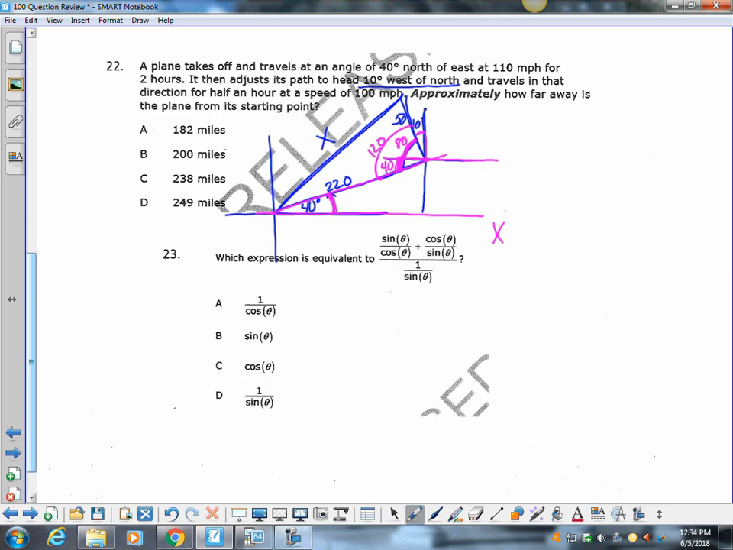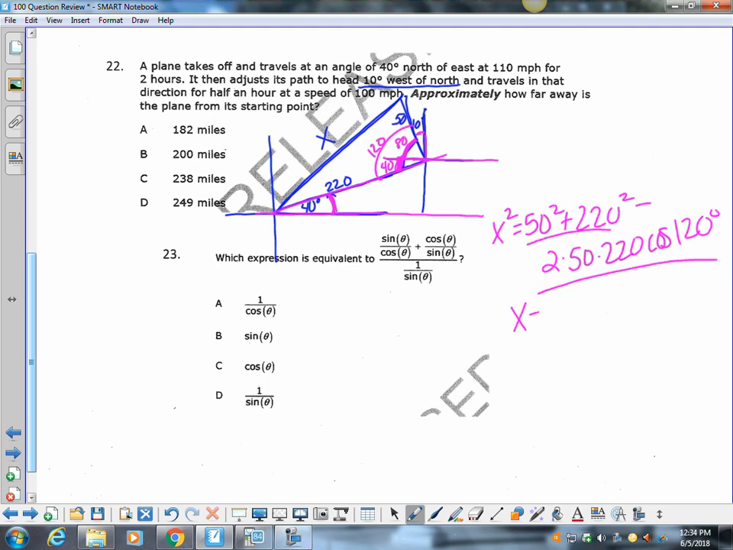So I'm going to say x squared equals 50 squared plus 220 squared minus 2 times 50 times 220 cosine of 120. I'm going to type all that in. I'm going to square root it, and I'm going to get 248.8. That was 22. Now we're headed to 28.